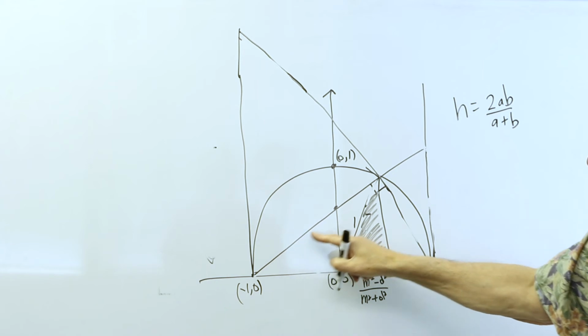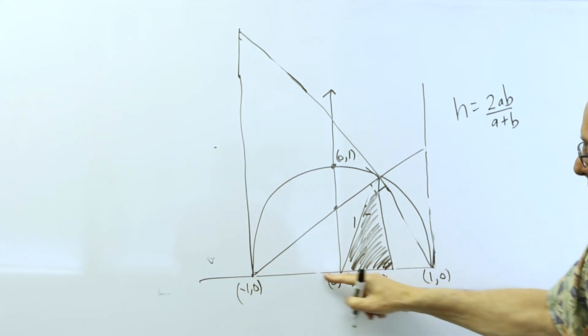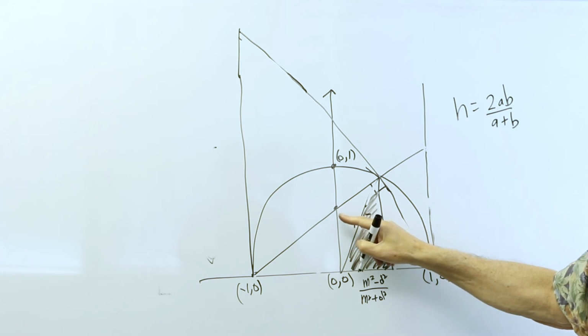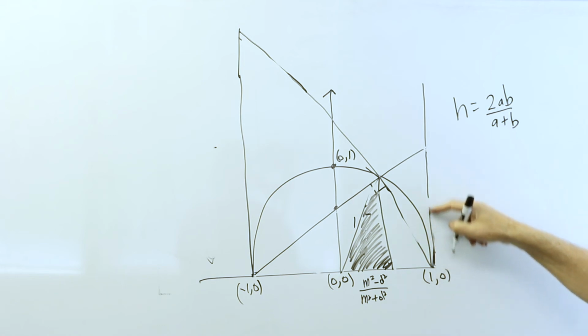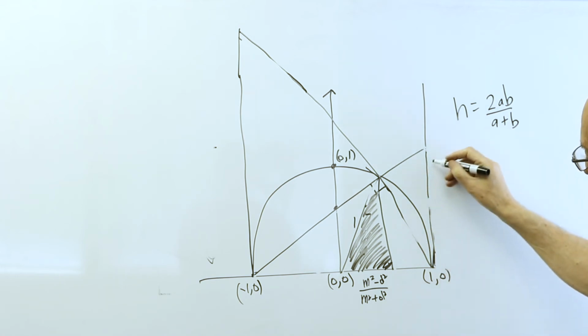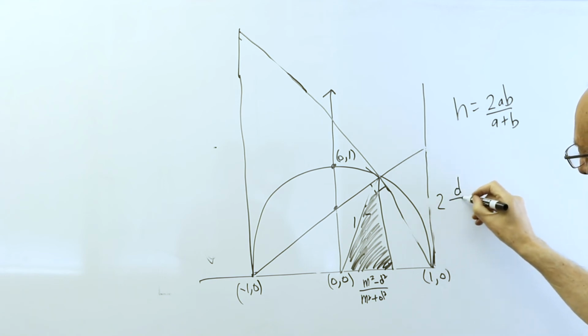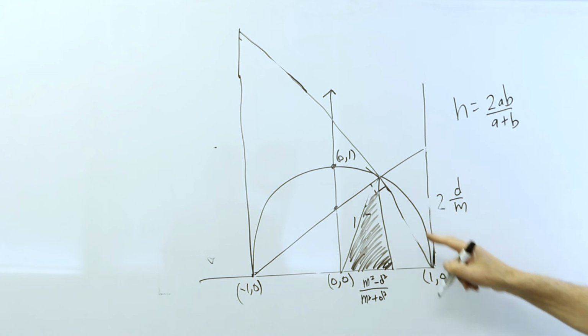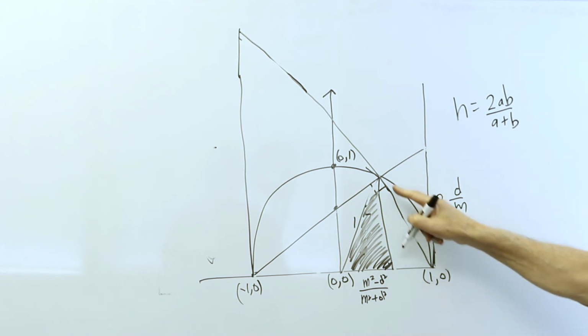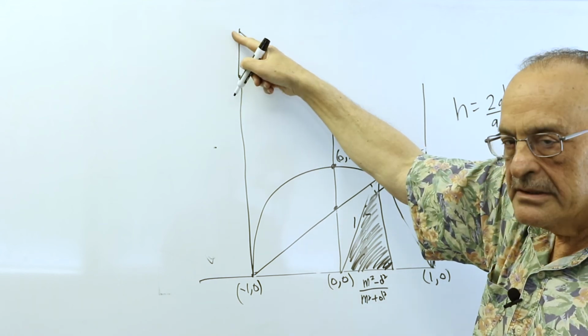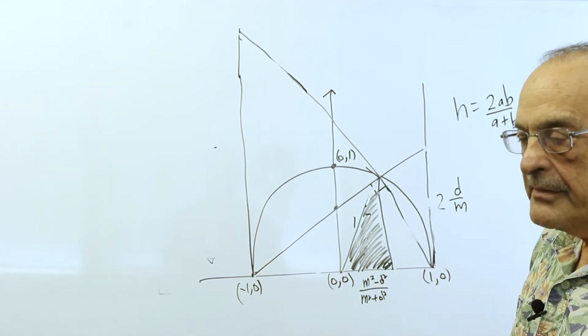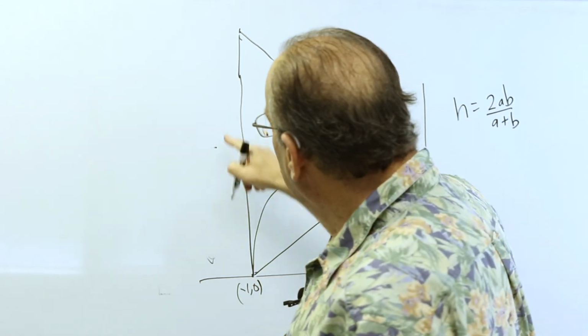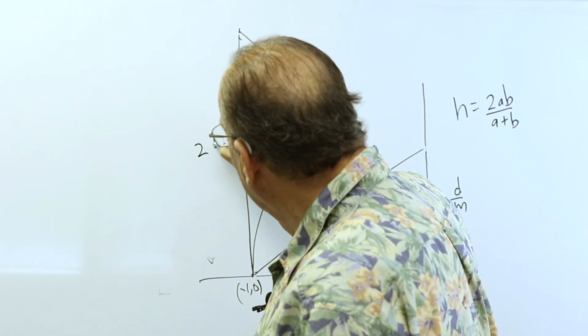So since the slope of this line is d over m, when we go 1 unit, this rise is d over m. And when we go this distance, the next rise is also d over m. So this height here is 2 times d over m. Now this slope is negative m over d. So when we're going the other direction, right to left, it's rising m over d, and then rising m over d again when we go a unit and a unit. So this distance here is going to be 2 m over d.